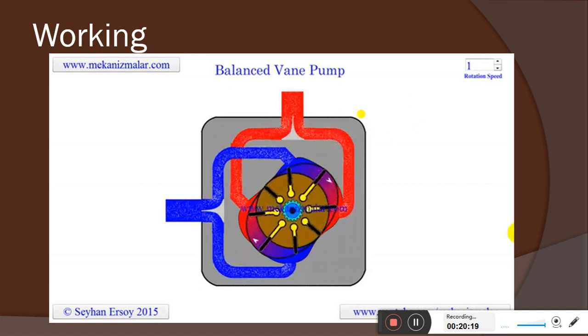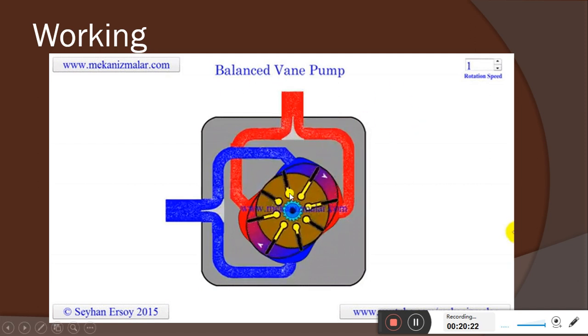You can see the operation of the balanced vane pump here.